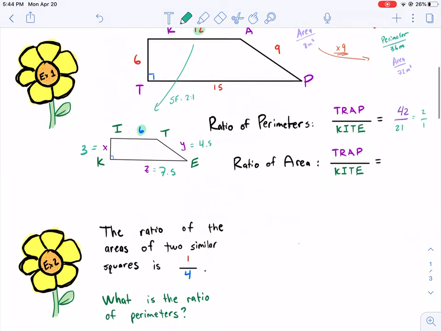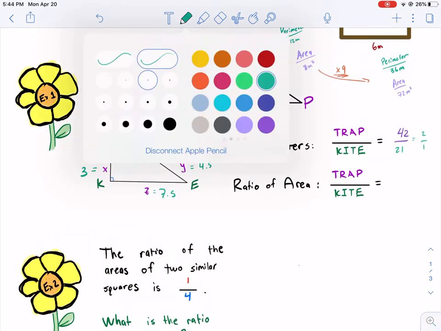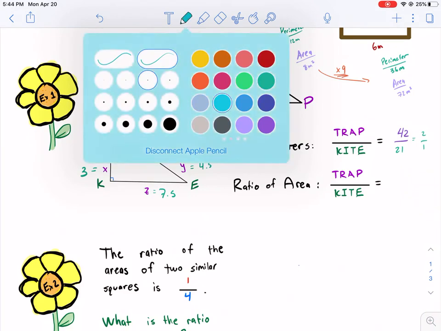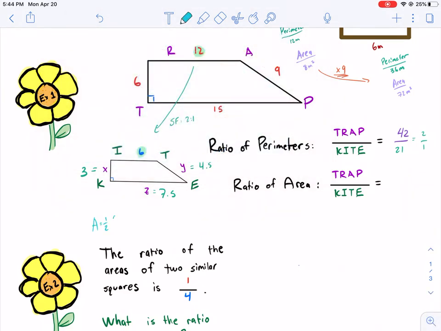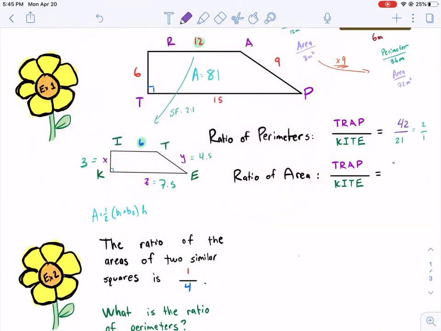What do we expect to happen with the ratio of the area? Well, let's go ahead and calculate the area. For a trapezoid, the area equals, let me write this in blue, 1/2 the two bases added together, B1 plus B2, times the height. We're going to do that for the big trapezoid first. So area equals 15 plus 12 times 6 divided by 2. The height needs to be perpendicular to the base, so the area equals 81. So we're going to write 81, let's write it in purple, stay consistent, 81.